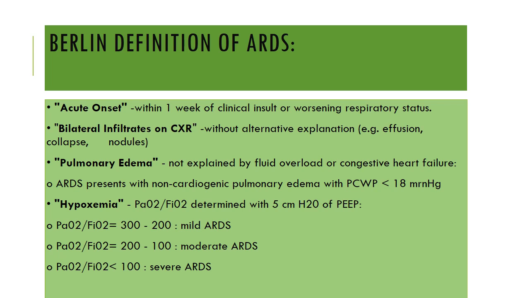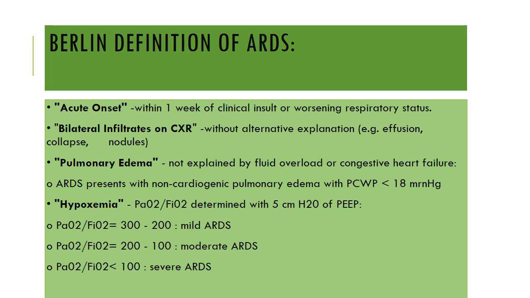It is always acute in onset, within 1 week of clinical insult or worsening respiratory status. There should be bilateral infiltrates on chest X-ray without alternative explanation, for example effusion, collapse or nodule. There should be pulmonary edema which is non-cardiogenic, that is, not explained by fluid overload or congestive heart failure. In ARDS, the pulmonary capillary wedge pressure is less than 18 mm of mercury. However, in cardiogenic pulmonary edema, the pulmonary capillary wedge pressure is always more than 18 mm of mercury.